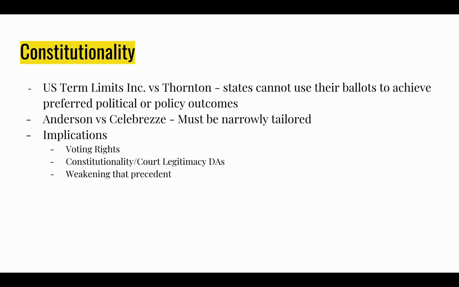The basis for Anderson was that ballot access requirements that aren't narrowly tailored hurt people's ability to vote for their preferred candidate. And so it's based in voters' rights. Weakening that precedent would weaken the ability to say voters have a right to vote for who they want to, which helps things like voter ID laws and other things, which is actually written about quite prevalently recently in the literature.